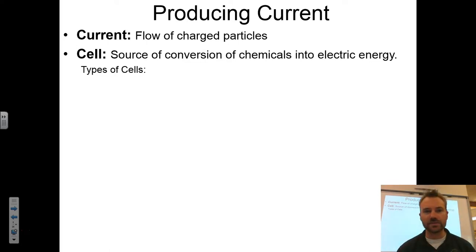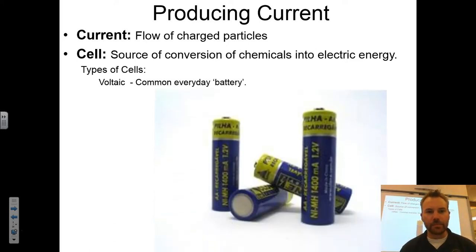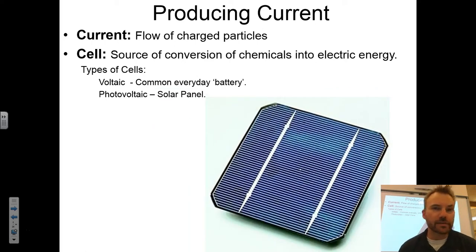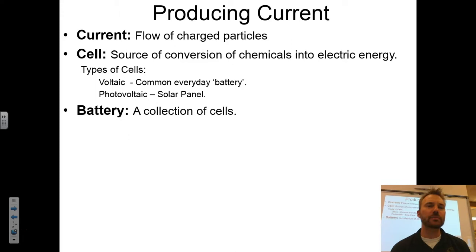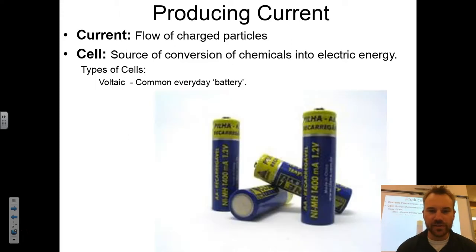And there's all different types of cells. They have lithium ion, nickel metal hydride, all sorts of different polymer batteries, but they're all lumped into what's called a voltaic cell. When you take something like the classic AA battery, we call that a voltaic cell. There's also something called a photovoltaic, which takes sunlight and makes it into voltage. And then another type we call a battery. A lot of times you refer to this thing right here as a battery, but really it's just a cell.